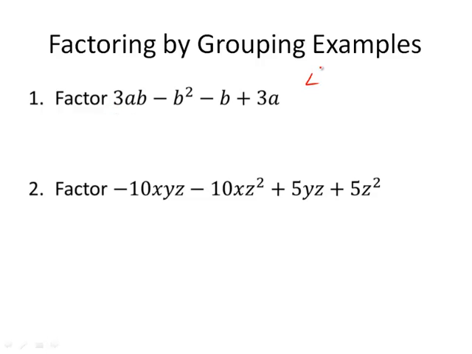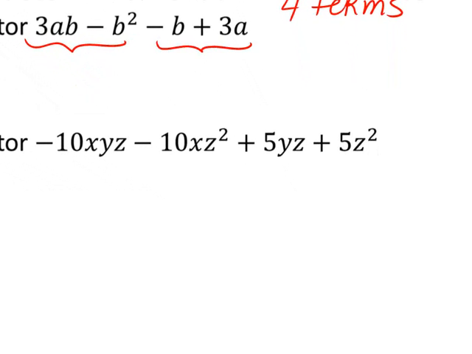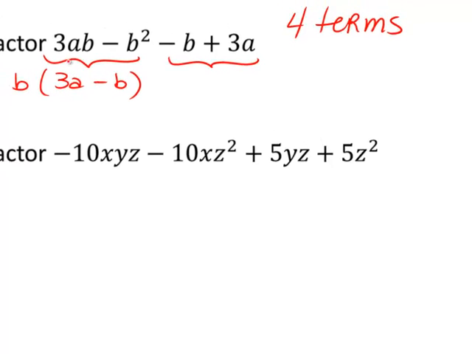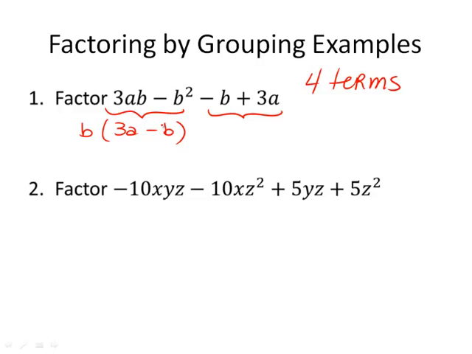So here we've got 4 terms. 4 terms means we need to take 2 at a time. So let's take the first 2. What's the greatest common factor? B. Gives us 3a minus b. Check it. B times 3a, 3ab. B times negative b is negative b squared. In the second one, we want to have the exact same bracket remaining. However, here you'll notice that there is no common factor. The greatest common factor is 1.